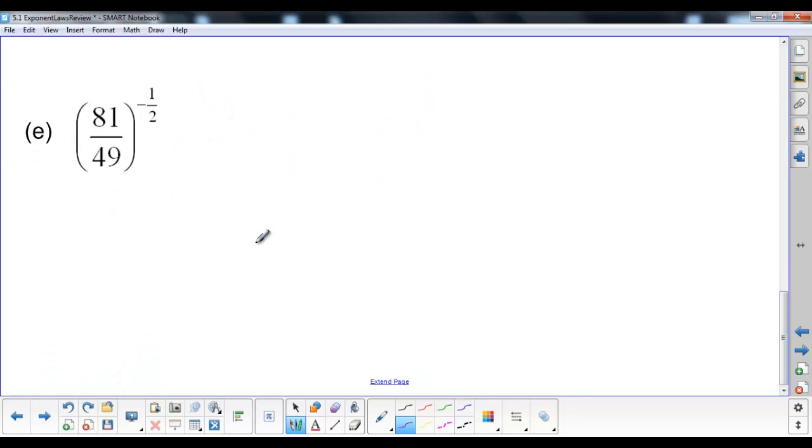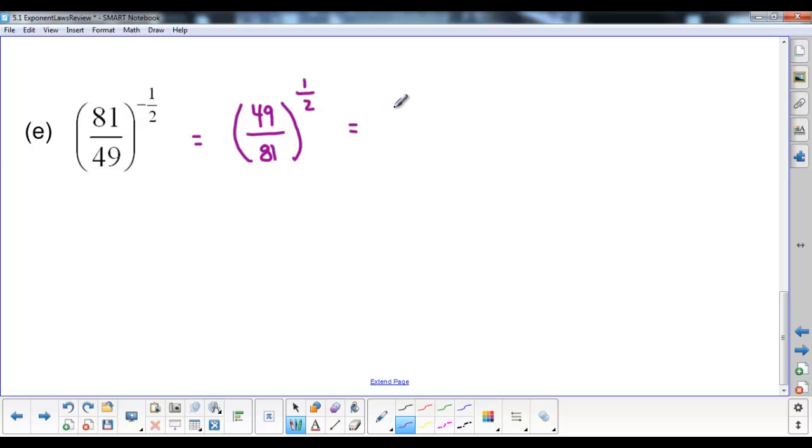And then again, for our last question for today, we have 81 over 49 raised to the power of negative 1/2. So again, because our exponent is negative, I'm going to take the reciprocal right away. And then our exponent becomes positive. Notice that the exponent didn't flip. A lot of times I'll see on tests that some people flip the exponent as well. The exponent does not flip. It never flips. Just the sign will change.